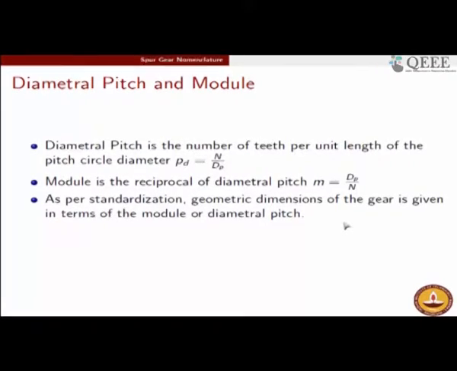Once you know the module and the pressure angle and you know which standards you are using, then you can recover all these dimensions using the formulas that are available in such standards, and I will quote one of them as we go along. So, that makes it very imperative to understand these interrelated concepts, basically diametral pitch, module and circular pitch.